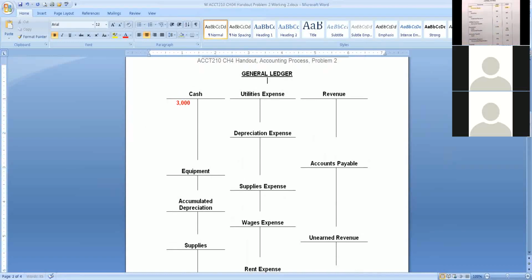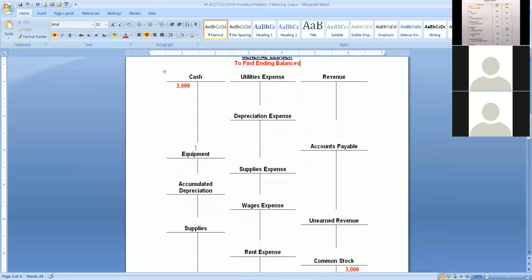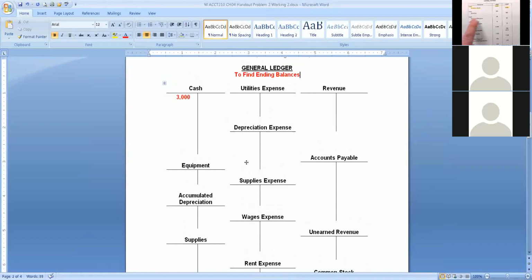This is ending balances. So we don't know how much is in cash. So that's what we're going to do. We're going to try to figure out how much is in cash and how much is in equipment and all this other stuff. And again, you can't really look on the journal entries because they don't even tell you the balances.